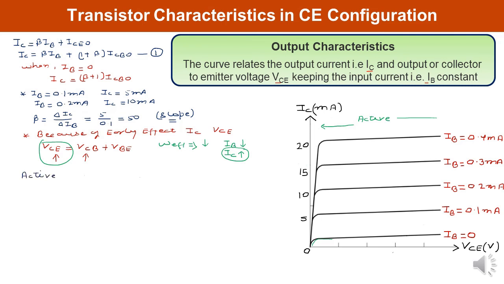Why? Because here amplification takes place. So because of amplification, you can explain with the help of any one example. By taking the value of IB, you can explain what IC you are getting. So this is the active region.